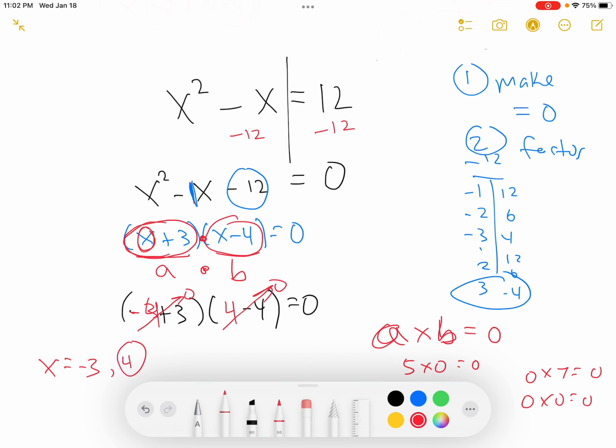Let's just experiment with one of them and see if it works. Let's plug that 4 back into the original equation and see if it satisfies it. So we're going to do 4 squared minus 4. That should equal 12. 4 squared is 16, 16 minus 4 equals 12. So yeah, that does work. So 4 is a solution. Negative 3 would also work in that as well.